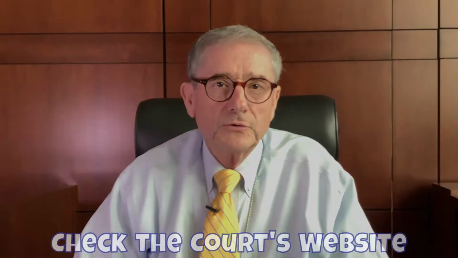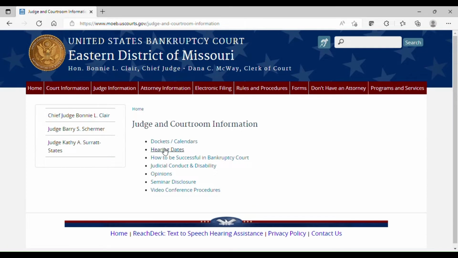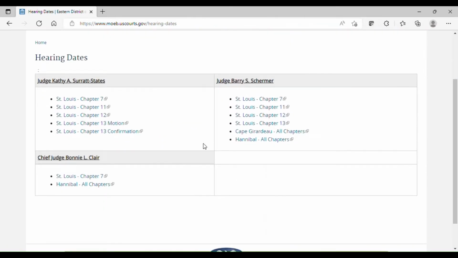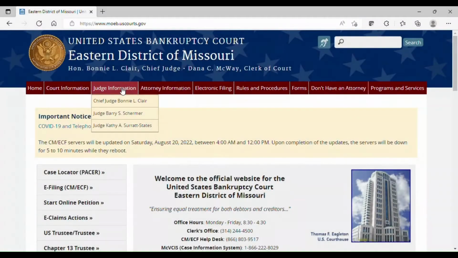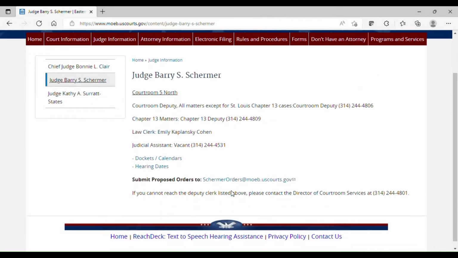First, look at the court's website. Hearing dates are noted for each judge. Call the courtroom deputy for that judge. Recite to them basically what you want or what the facts are, and ask them, may I have an expedited hearing? You'll get an answer or response the same day. The courtroom deputies are there to help you, and they will.